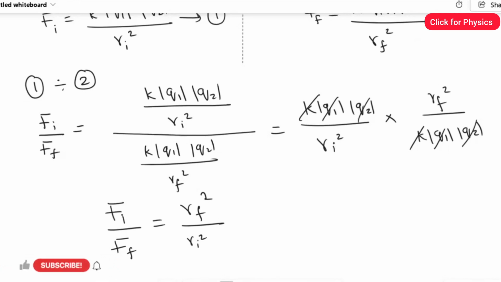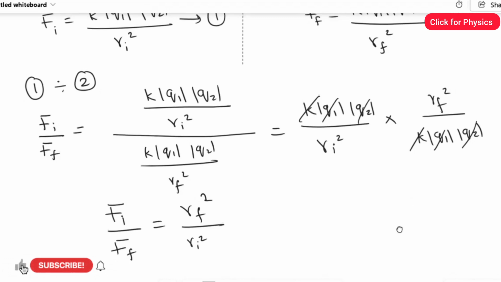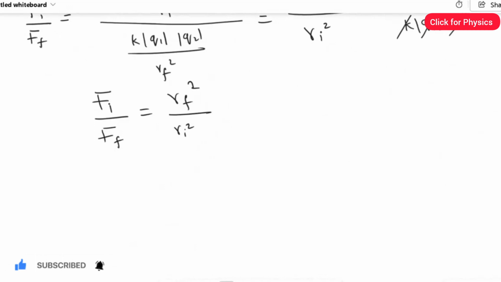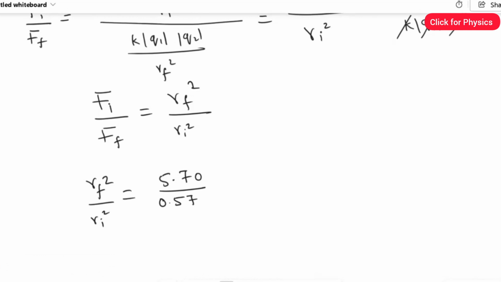Now I'm going to substitute the value of the initial force and the final force. The initial force we have here is 5.7 Newton, and the final force is 0.57 Newton. So I have to substitute the value. Therefore Rf square over Ri square is equal to 5.70 over 0.57. So when you divide, you will get Rf square over Ri square, which is equal to 10, right?